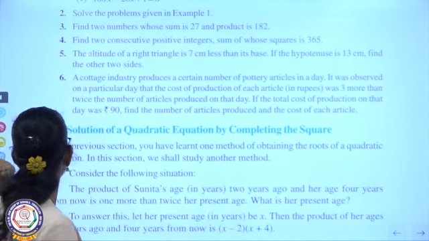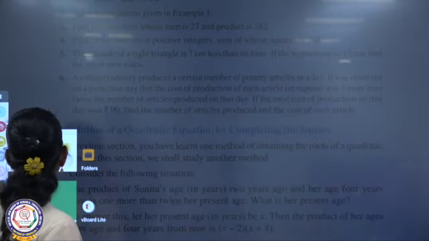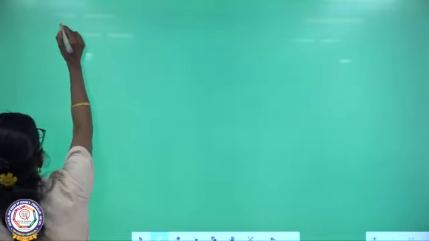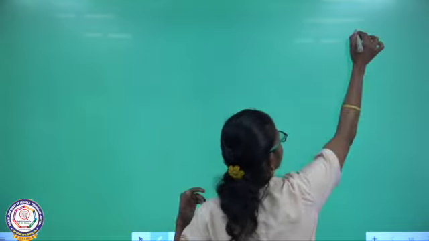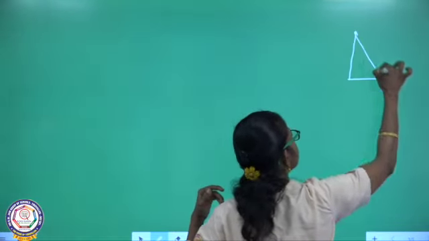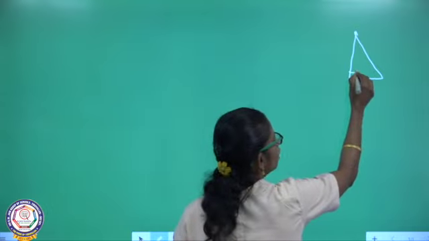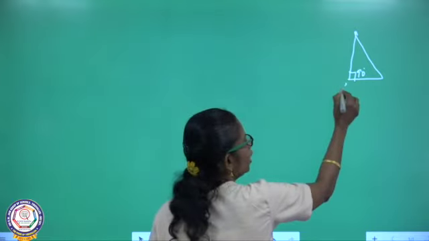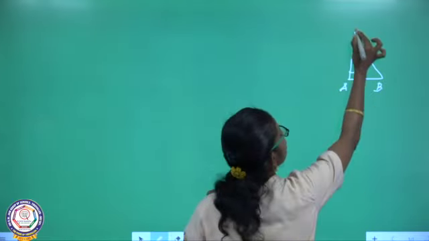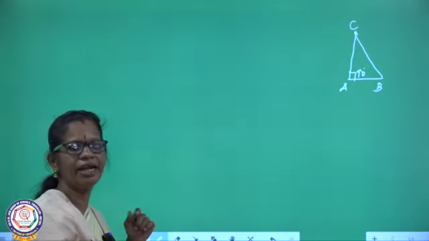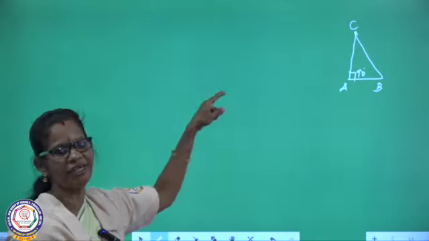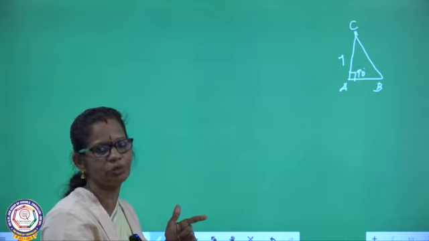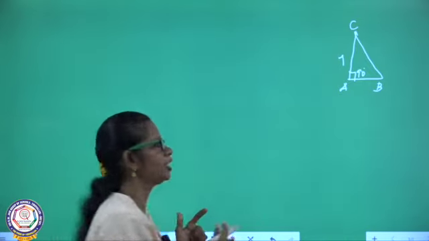Now I am going to write a solution. First, if you want, you should draw the plane figure, right triangle. One angle is equal to 90 degree, that we call as right triangle. A, B, C. They said altitude. Altitude means height. Altitude is 7 centimeter less than its base.